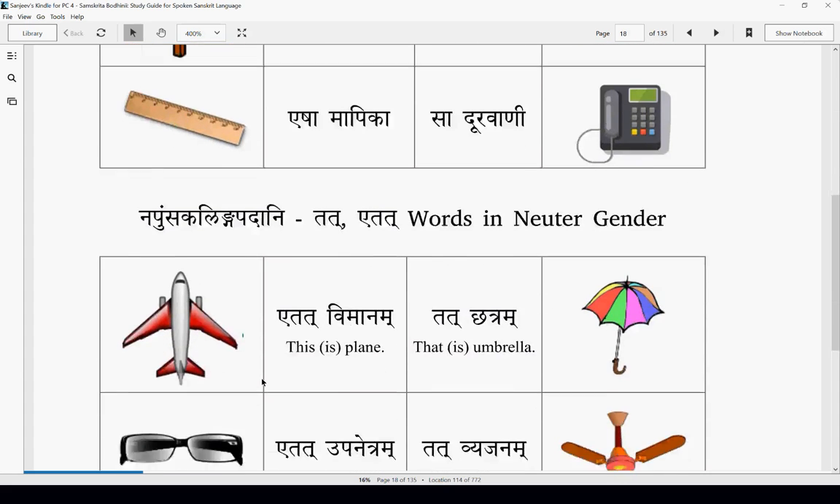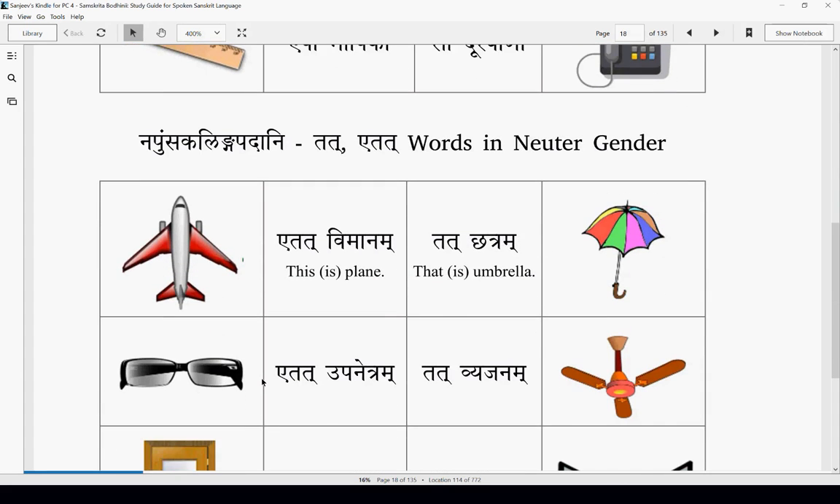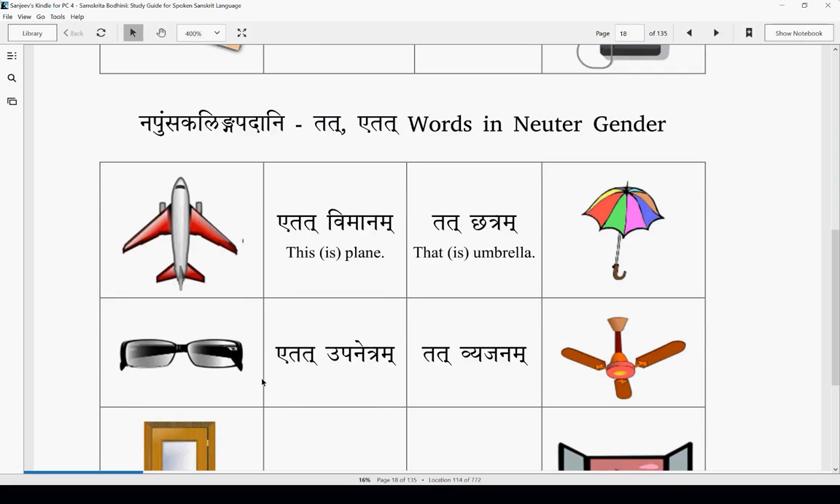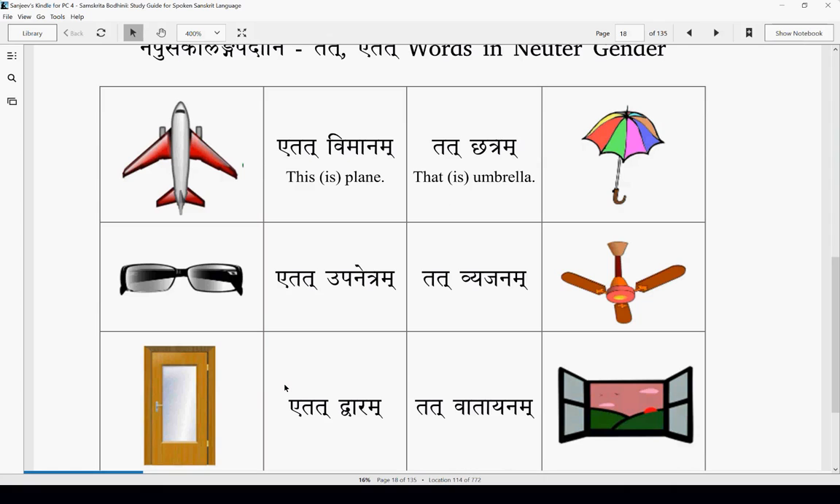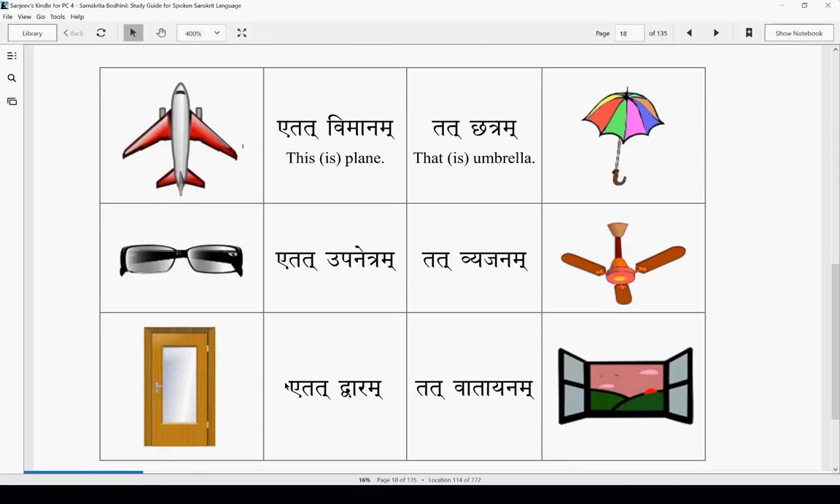And there is a Napunsakalinga Padani also, neuter words. Napunsaka is neuter. Etat Vimanam, Tat Chatram here. And then we have Etat Upanetram, Tat Vejanam. So here also Etat and Tat are used to indicate near and far.